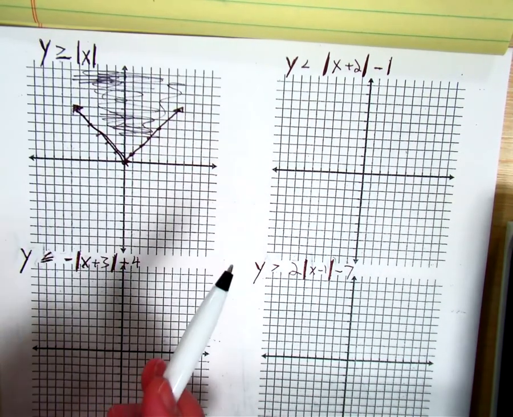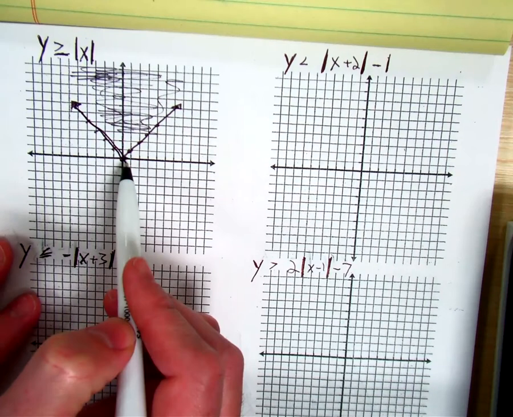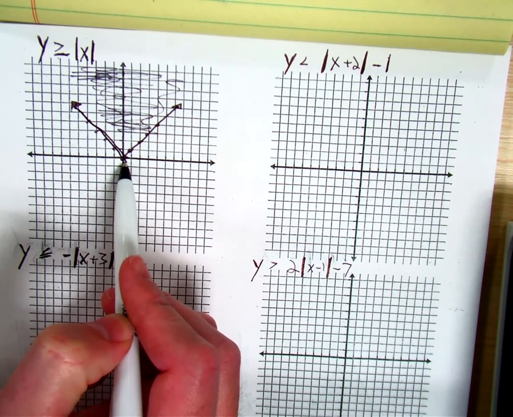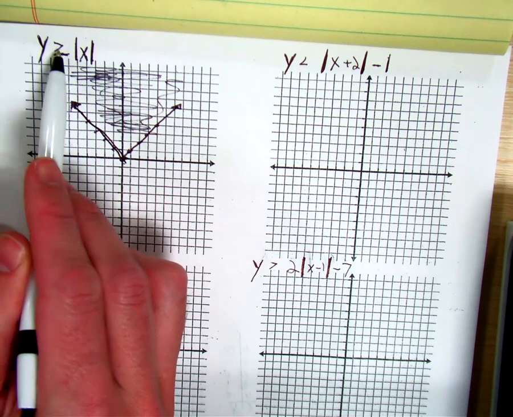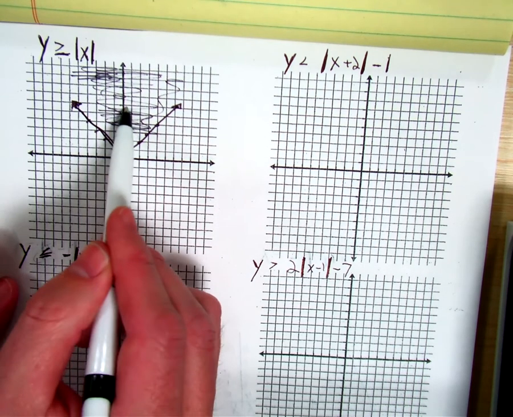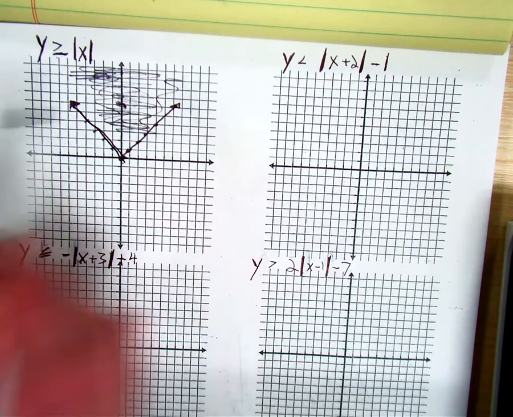If you need to test a point, 0, 0 is actually on the line, so we can't test that. How about 0, 5? Is 5 greater than the absolute value of 0? Yes, we want that side, in between the V.